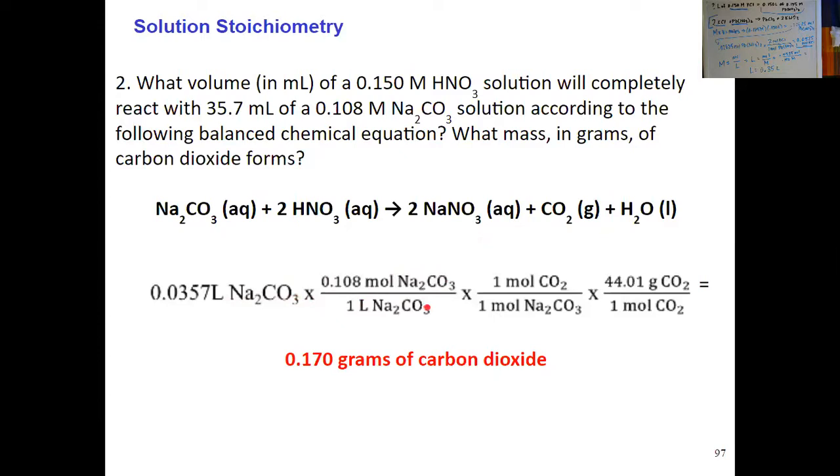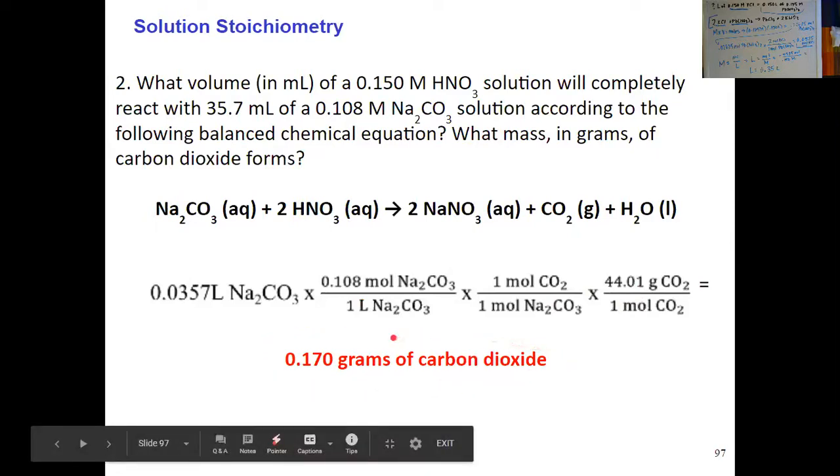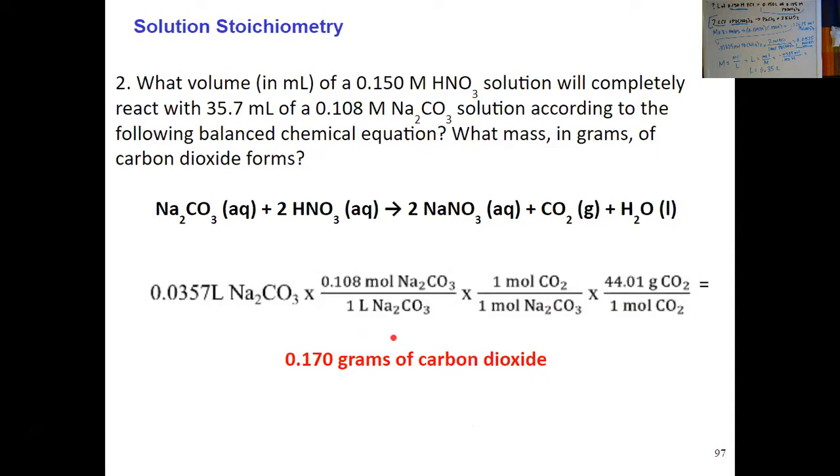All right. Once I've calculated the moles of Na2CO3, then I can use my balanced equation to look at the ratio of moles of Na2CO3 to moles of CO2. It's a 1-to-1 ratio here. Once I know the moles of CO2, then I can use the molar mass. 1 mole of CO2 is equivalent to 44.01 grams of CO2, and I can calculate the grams of carbon dioxide that would be produced. So you can use your molarity and your volume to find a volume value of one of the pieces of the solution. You can use it to find a mass value of one of the products.